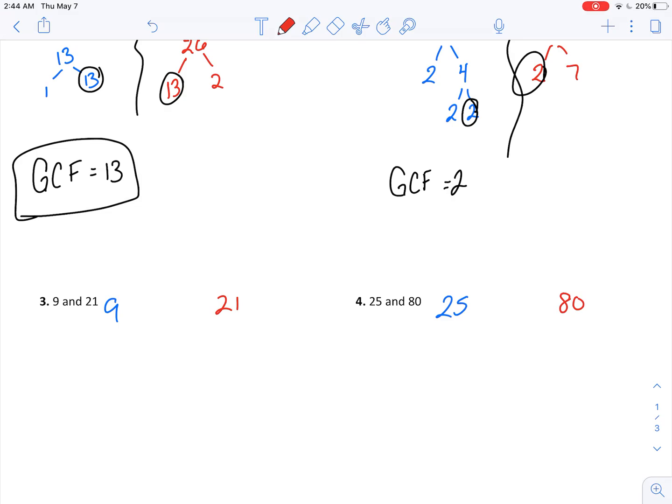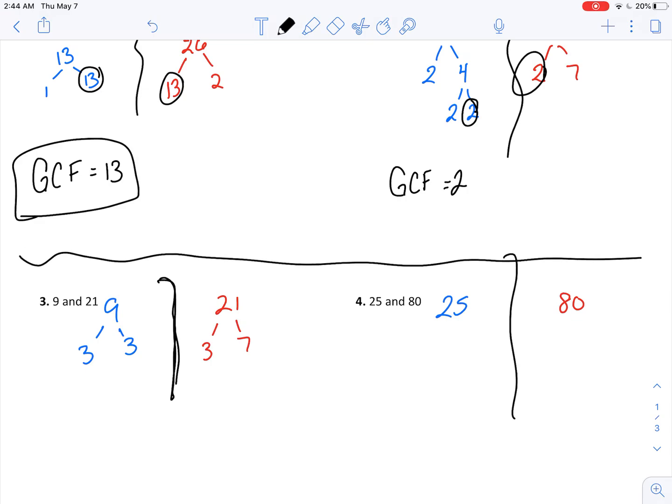And let's see. 21 I know is, well, 2 doesn't go into 21, but 3 does. So 3 times 7 is 21. And 9 I know is 3 times 3. So we found our factor tree, our prime factors. So I'm going to divide this into our 2 parts. You know what, while I'm at it, I'll divide the other one into our 2 parts, kind of separate those. So I'm going to separate everything.